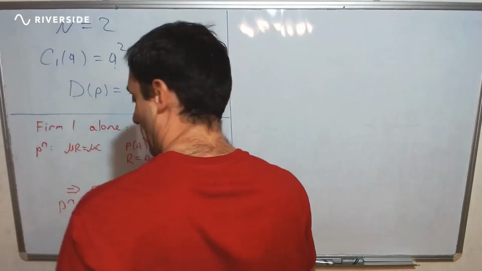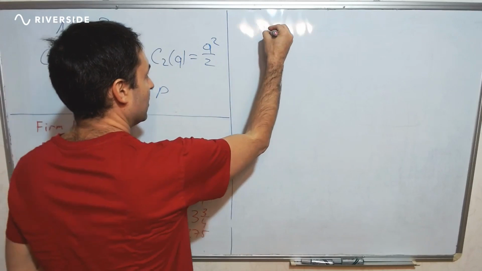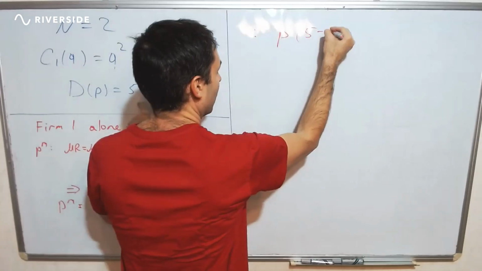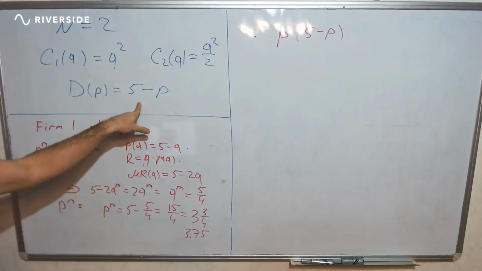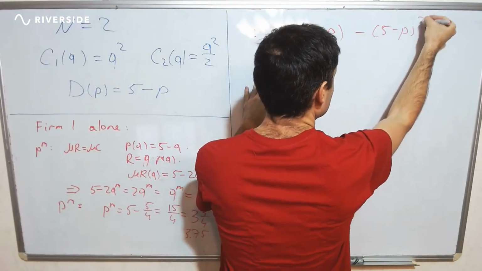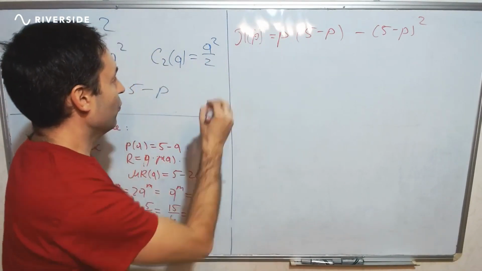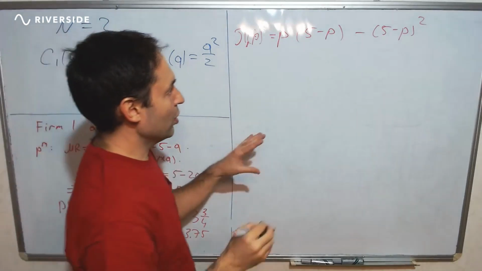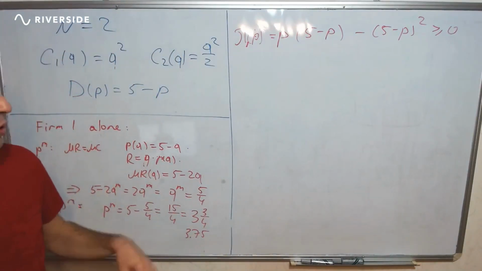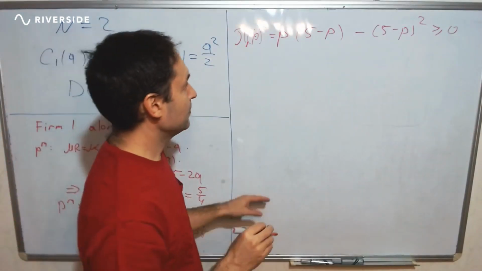Now let's solve for the minimally profitable price. If the firm offers price P, then it will sell according to the demand function, so we get 5 minus P. Its cost of serving this market will be minus (5 minus P) squared. That's the profit function of the monopoly for the first firm, and we want it to be greater than or equal to 0. So we're solving for all the prices which are profitable, but effectively we're solving for the price at which the profit is equal to 0.